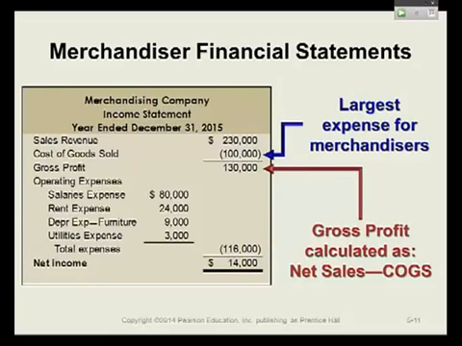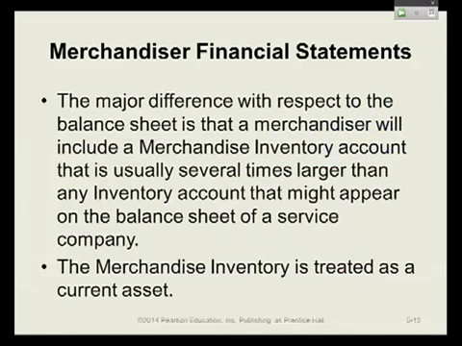So gross profit. All right. Now, that just happens to be the income statement. There are balance sheet differences as well. The key difference on the balance sheet is the fact that one of the more significant items in the current asset section is going to be merchandise inventory.